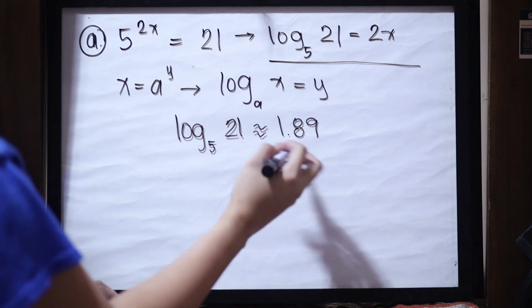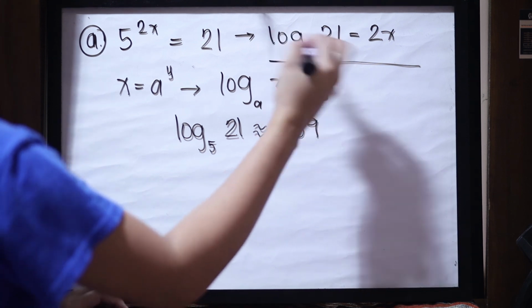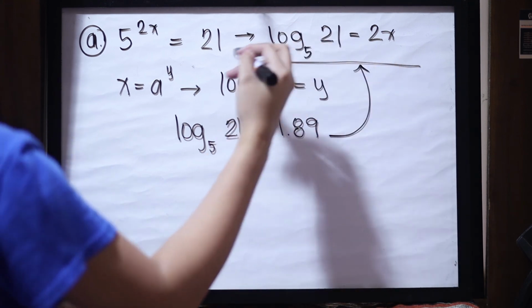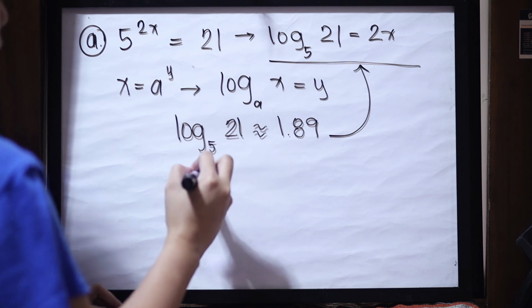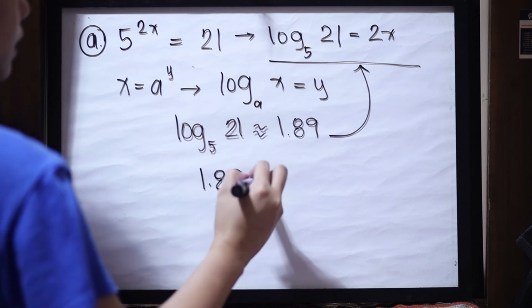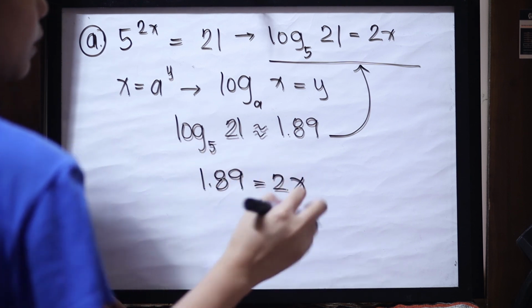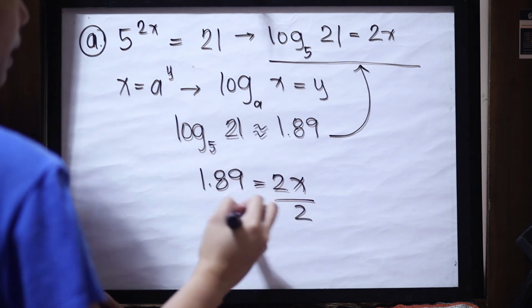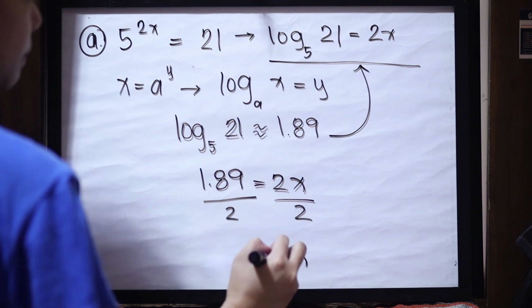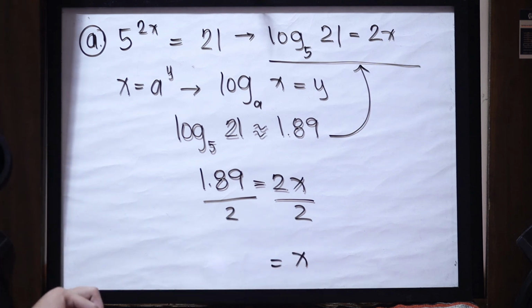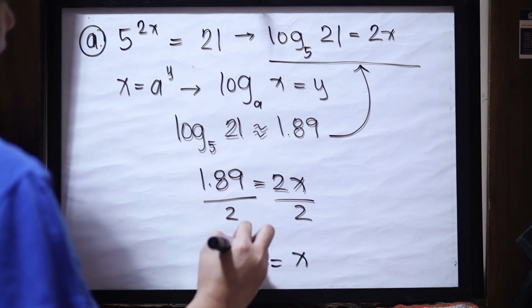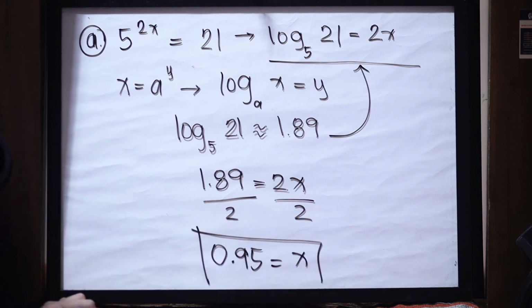And then, since this is 1.89, we can substitute this one in this given equation. Na, yung 1.89 natin, you equate it with 2x so that we can get the value of x. Na, you divide both sides by 2, and then x will be equivalent to, you may use your calculator po, 1.89 divided by 2, the answer is approximately 0.95. Tas yun na yung answer niya.